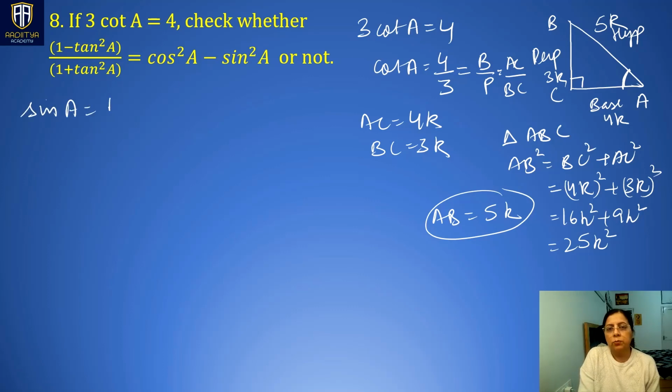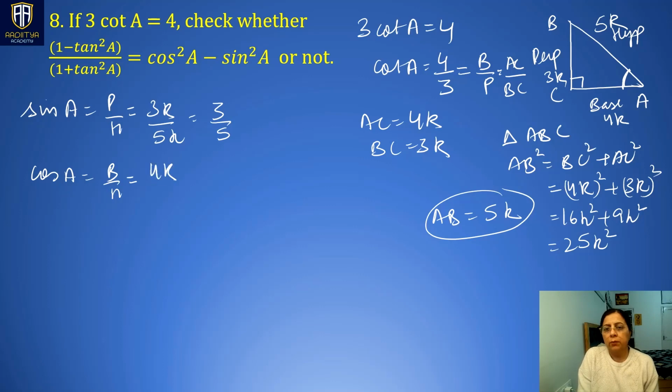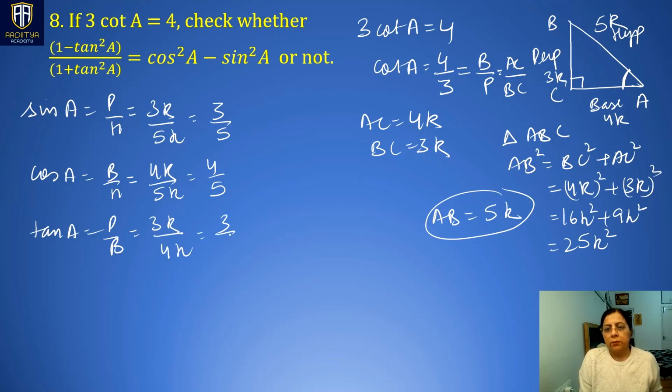Now let us find the trigonometric ratios. Sin A is the ratio between perpendicular and hypotenuse. Perpendicular here is 3K, hypotenuse is 5K, which is 3 by 5. Then cos A is the ratio of base and hypotenuse, which is 4K upon 5K, 4 by 5. Next we have to find tan A. Tan A is P upon B. Perpendicular here is 3K and base is 4K, so it is 3 by 4.